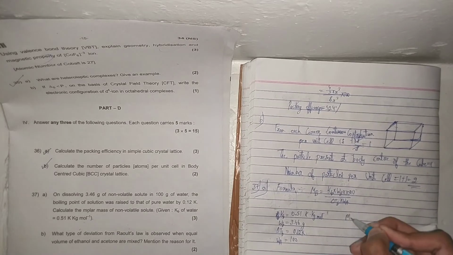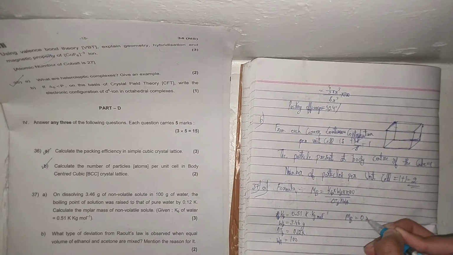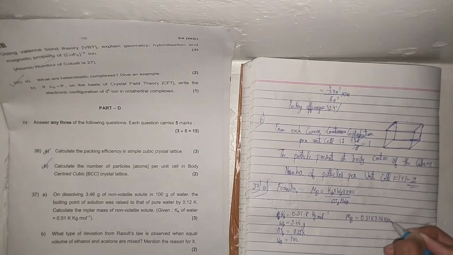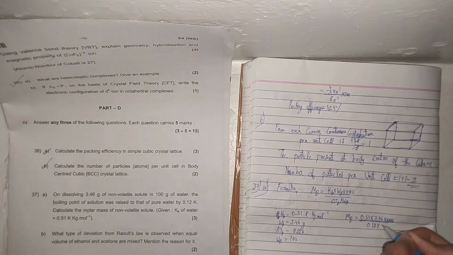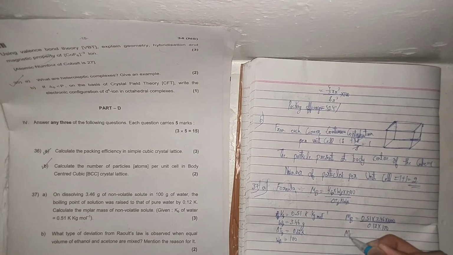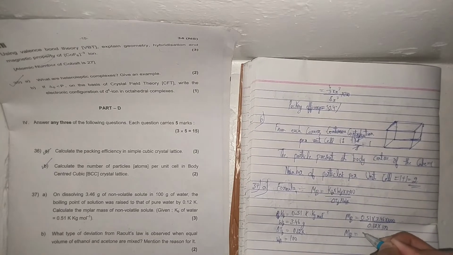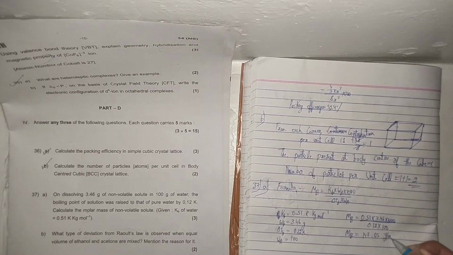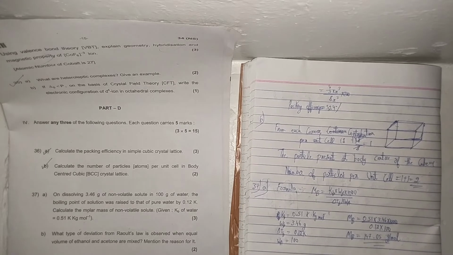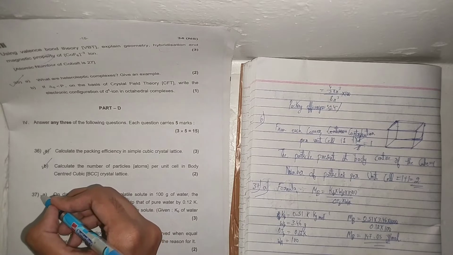Now we have to calculate. Mb is equal to 0.51 into 3.46 into 1000 by 0.12 into 100. So therefore Mb is equal to 147.05 gram per mole is the answer we get after solving this. This is the answer for question number 37 A. So question A is done, and you have got 3 marks.